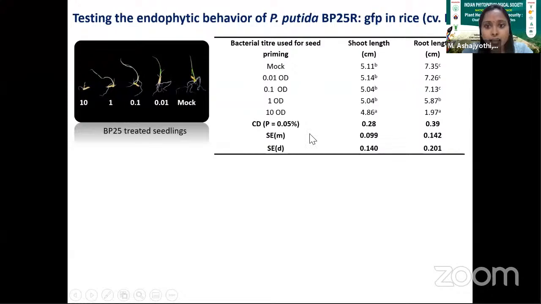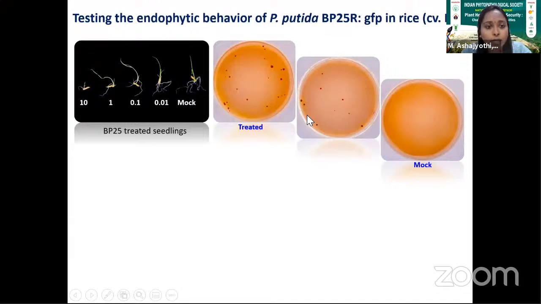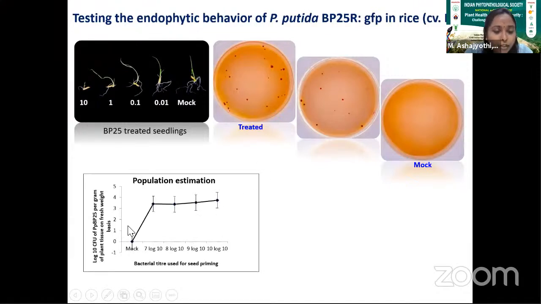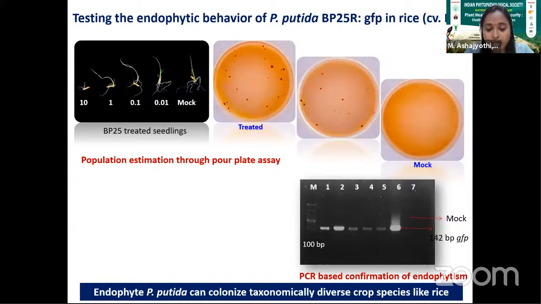Through plate count assay, we estimated the internal population, and we found nearly 3 to 4 log CFU per gram tissue of endophytic bacteria in rice seedlings treated with the bacteria. Also, through a PCR based detection assay targeting the GFP gene, we obtained a 142 base pair GFP amplicon, and we further confirmed that this bacterium can colonize taxonomically diverse crop species like rice also.